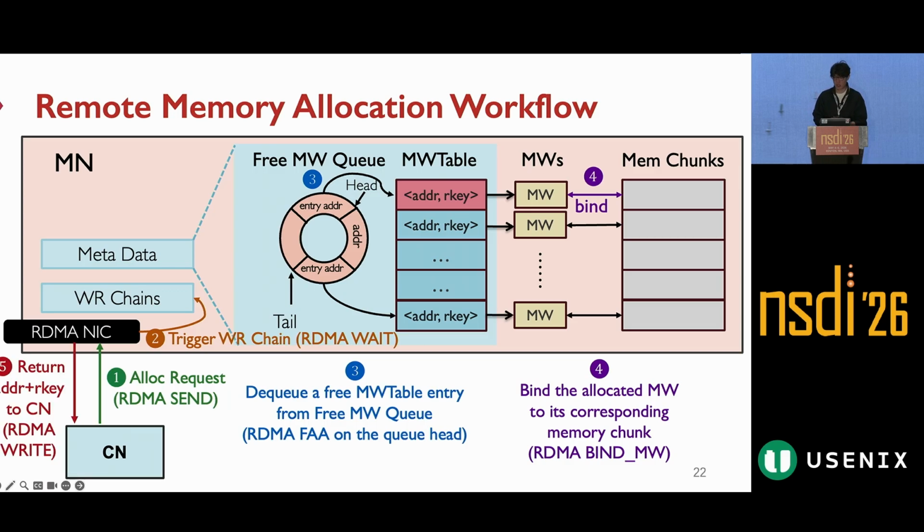Finally, the work request chain writes the memory chunk metadata, including the base address and the memory window's R key, back to the compute node using a one-sided RDMA write. The entire process happens on the RNIC with no memory node CPU involvement. After that, the compute node can directly access the allocated memory chunk using one-sided RDMA with the returned R key.